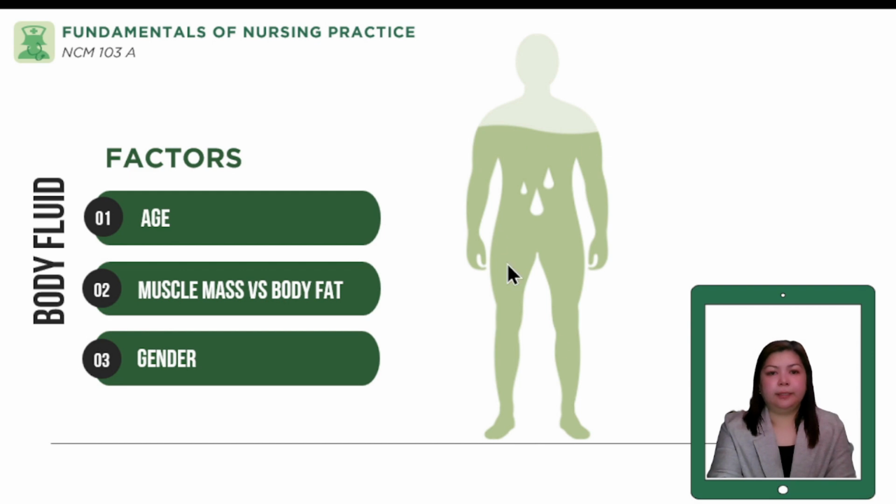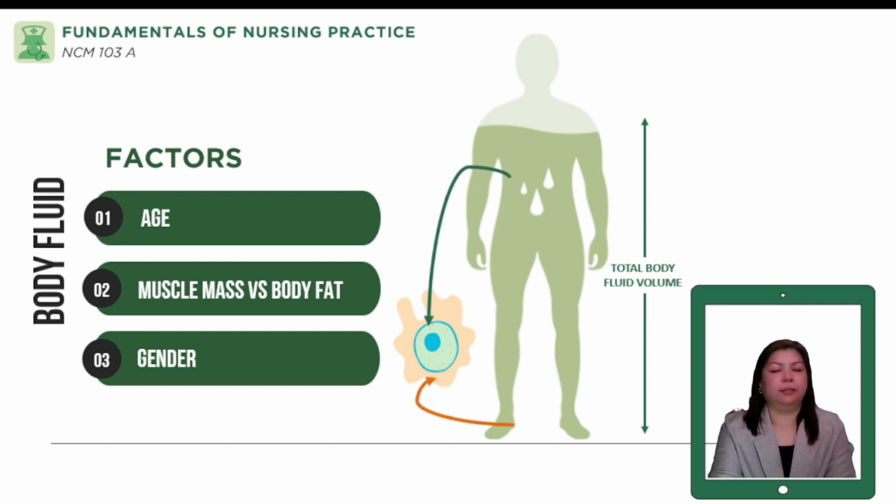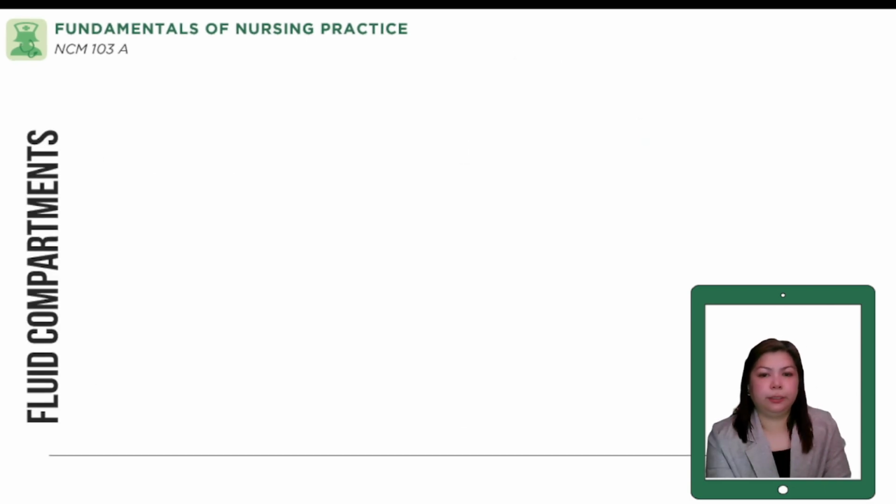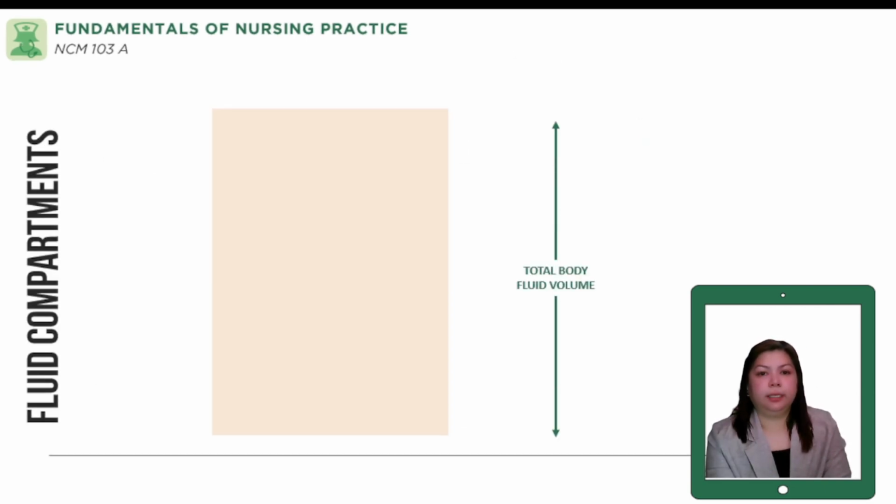Okay, this total body fluid that we have, or what we call the total fluid volume of your body, gets distributed in your cells, whether inside of the cell or outside of the cell, in fluid compartments. As we have mentioned a while ago, 50 to 70% of your total body weight is water. By average, that's 60%, okay?